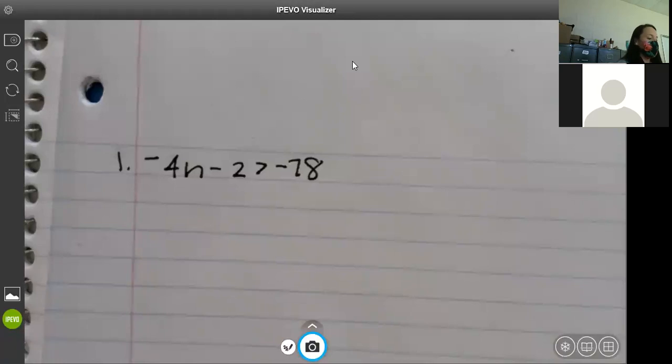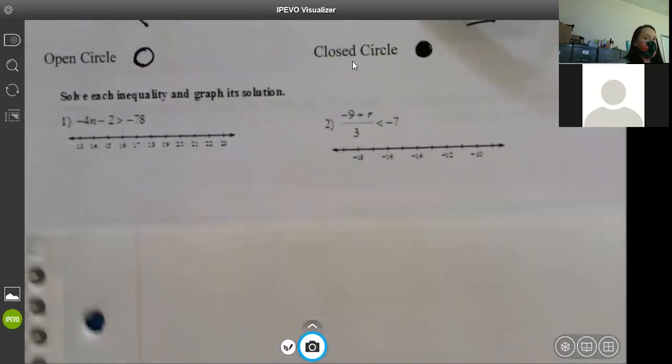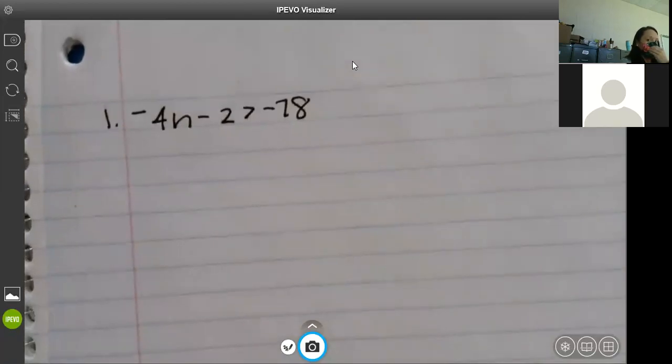Okay. Again, this is on your notes. It's number one. I just copied it onto this notebook paper. You're going to work these the same way you would work any kind of linears at all, okay? There's only one extra step that you might have to do. So the first thing that you want to do is find out what you're solving for. What are we solving for in this one? What letter?